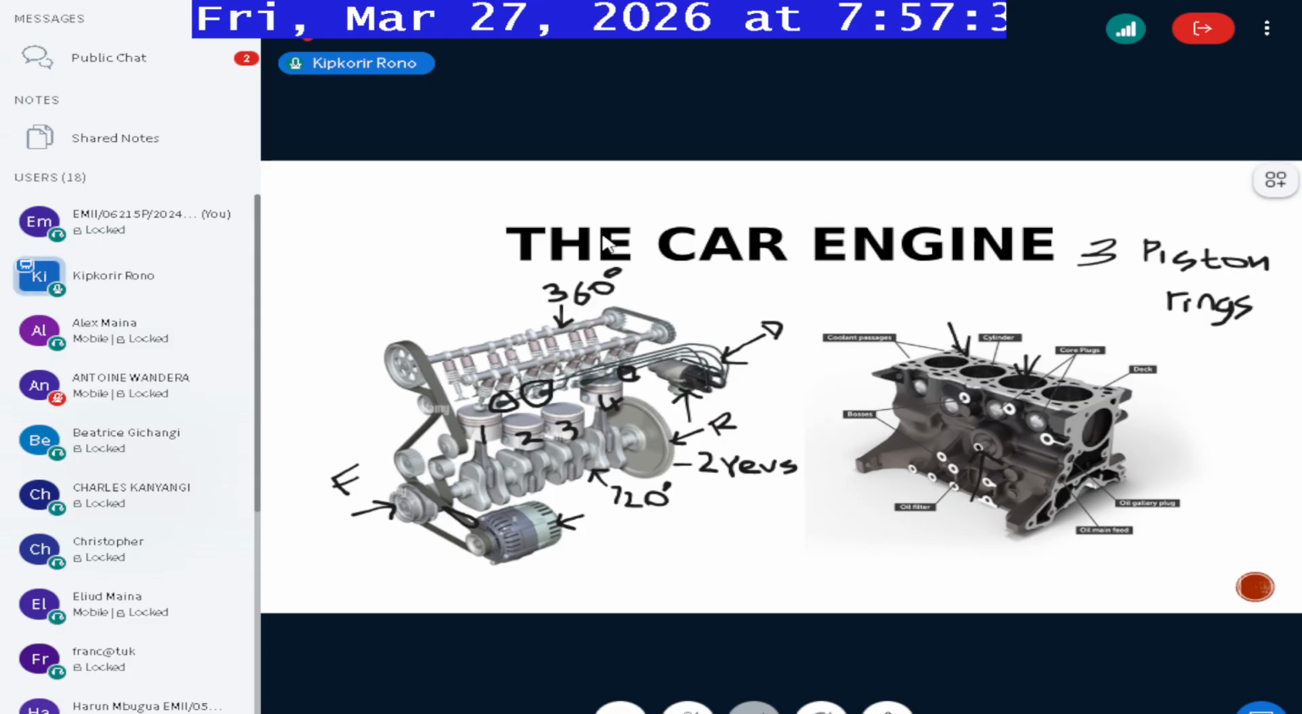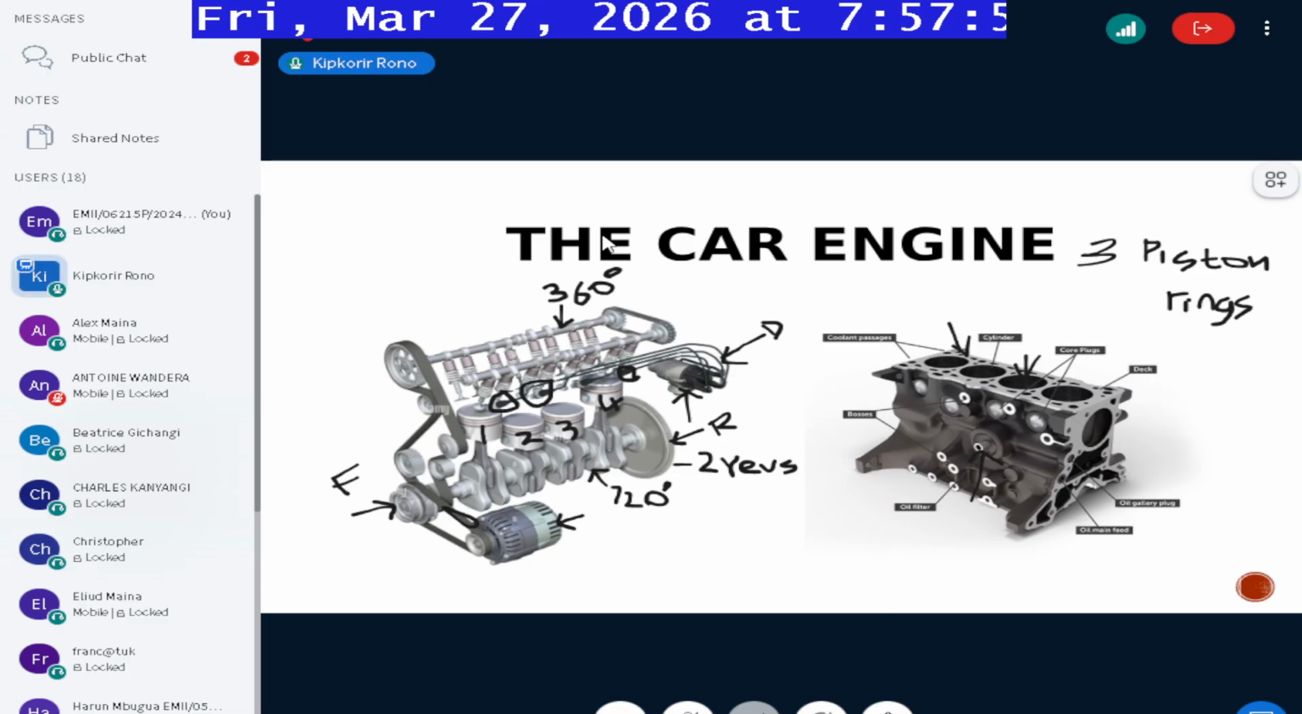Some of the dirt could even come from, by the way, the combustion processes. Some of the unburnt carbon can easily end up in the oil that is circulating, and the oil circulates at a very high pressure. So the oil filter normally collects all that.